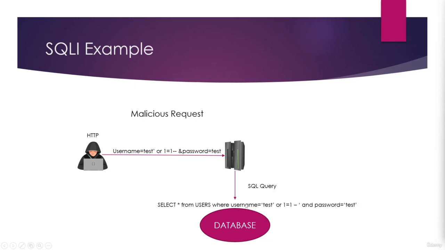So the database will evaluate the username as test, the user is present, or 1 equals 1. So it will neglect the password, it will not check the password field, and just return, because the boolean value is always true, 1 equals 1. It returns to the server with the username, and the server will create a session ID and log the malicious user in. So that's the basic introduction to SQL injection.